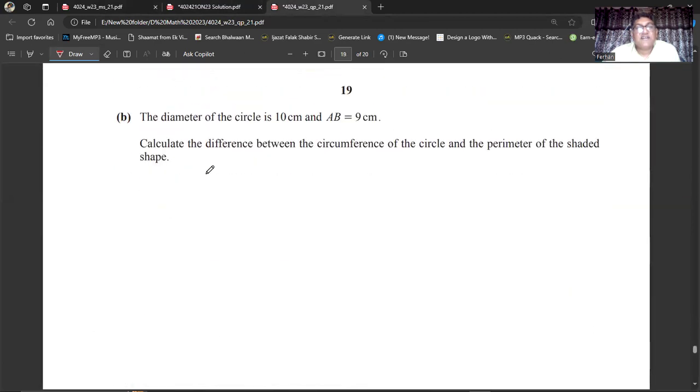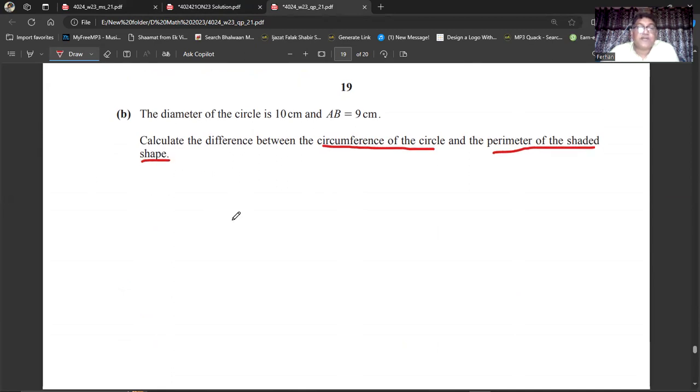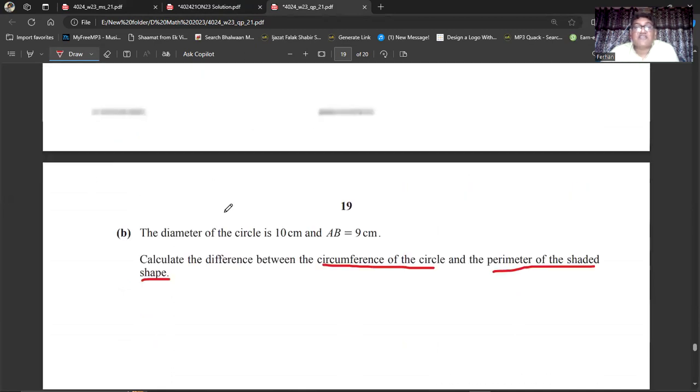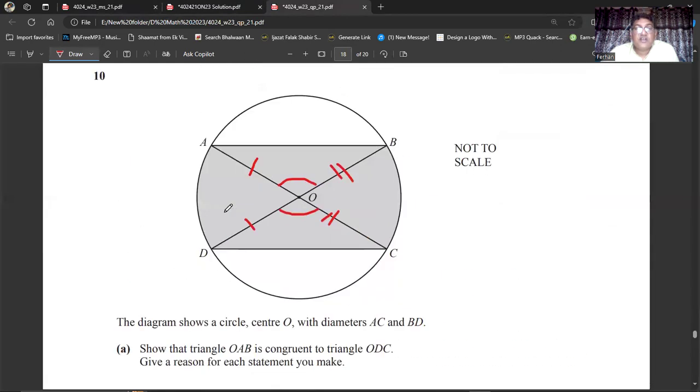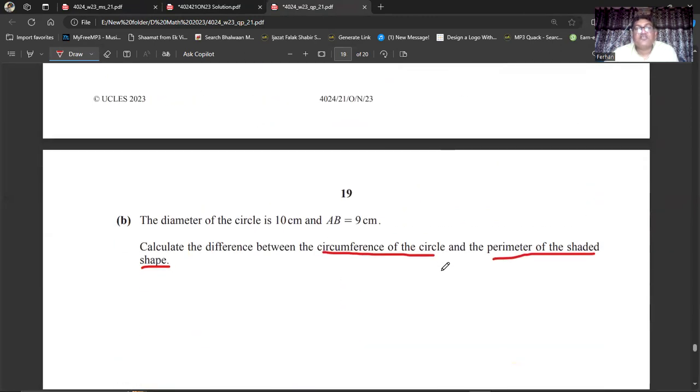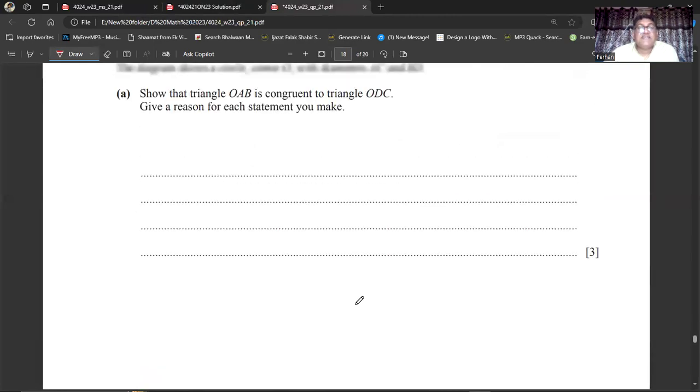Here he says, the diameter of the circle is 10 centimeter and the AB is 9 centimeter. Calculate the difference between the circumference of the circle and the perimeter of the shaded shape. It's a 5 marks question. So they want me to find out the circumference of this whole circle. Its diameter is given. Its diameter is how much? That is 10. And the AB side is 9.